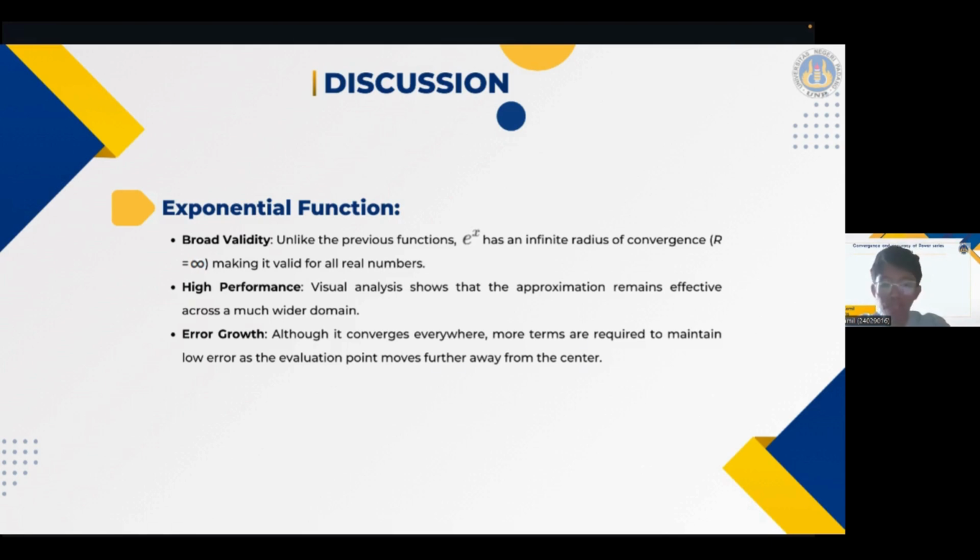However, we did notice a trade-off regarding error growth. Even though it converges everywhere, as the evaluation points move further away from the center, we need a significantly higher number of terms to maintain a low level of error. It is proof that while the radius of convergence is infinite, the number of terms still plays a vital role in practical applications. That's all for me. I give it back to the moderator.